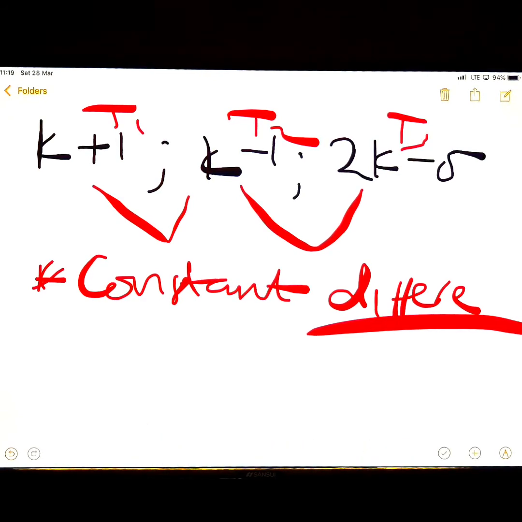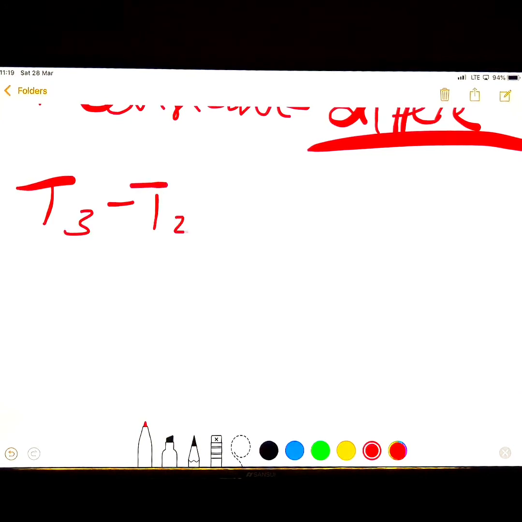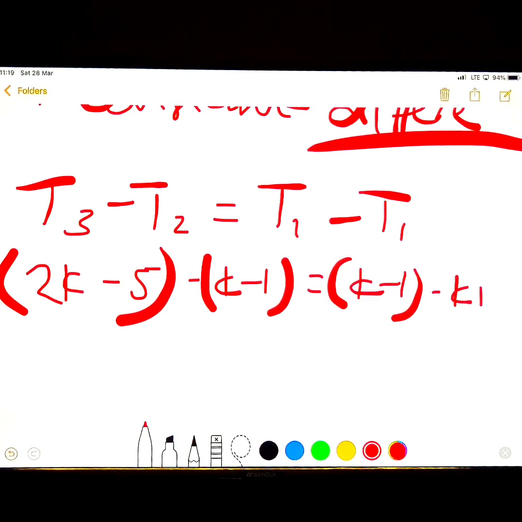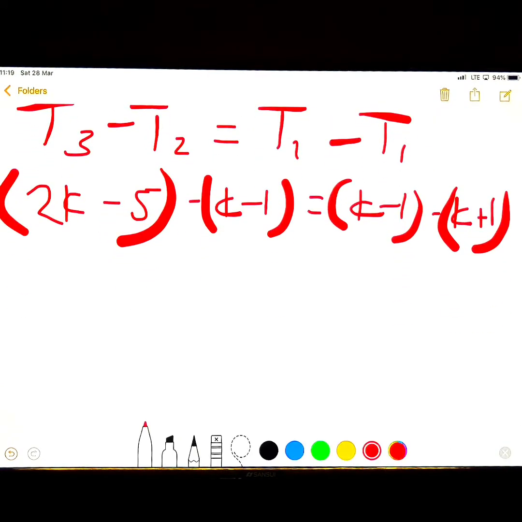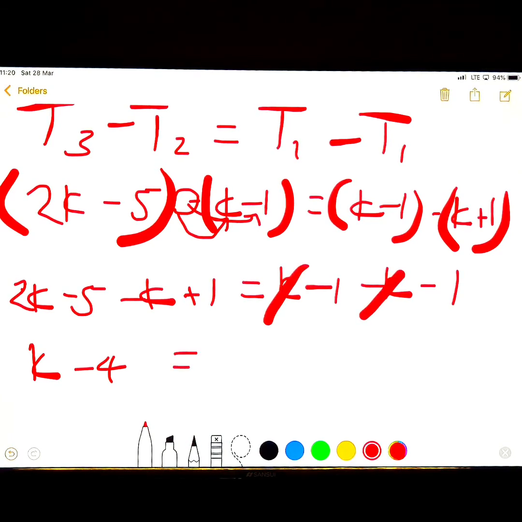Okay, so what we're going to do is we're going to say T3 minus T2 is equal to T2 minus T1, okay? So we're going to have 2k minus 5 minus (k minus 1), which is equal to (k minus 1) minus (k plus 1), okay? So now what you do here, you just substitute. So it's 2k minus 5, and then see the negative is going to come and multiply here. It's also going to come and multiply here. So you're going to have minus k and plus 1, which is also equal to k minus 1 minus k minus 1, okay? So it is going to be k minus 4, and then the k's are going to subtract each other, which is going to be negative 2.